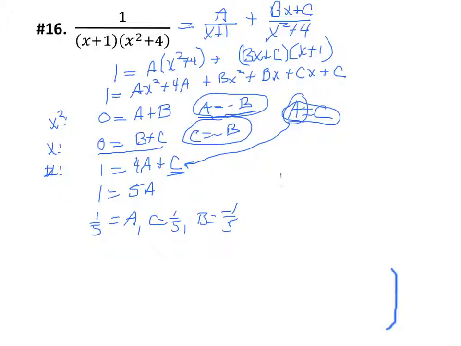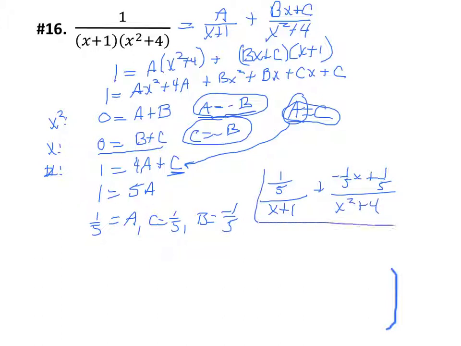So let's rewrite this. So we get 1/5 over x plus 1, plus negative 1/5 x plus 1/5 over x squared minus 4, plus 4. There's my final answer right there.